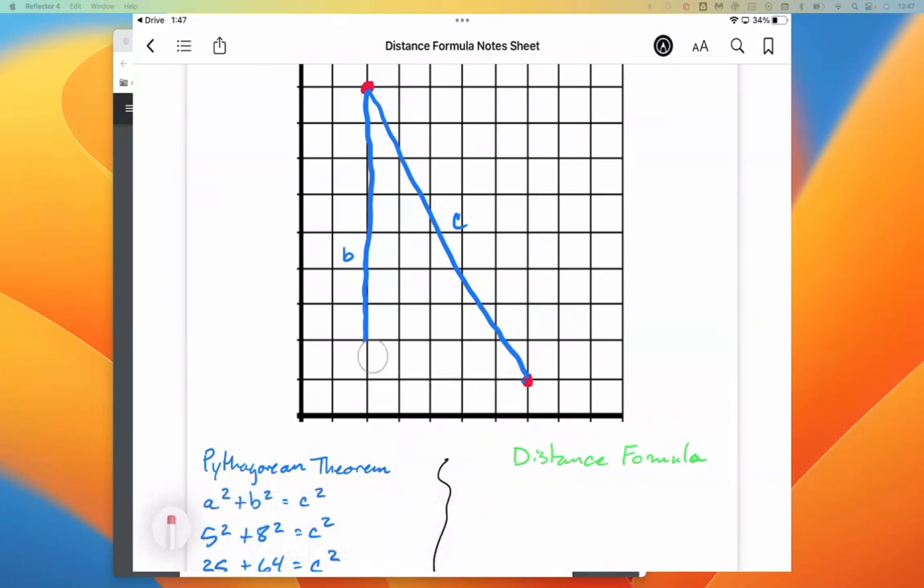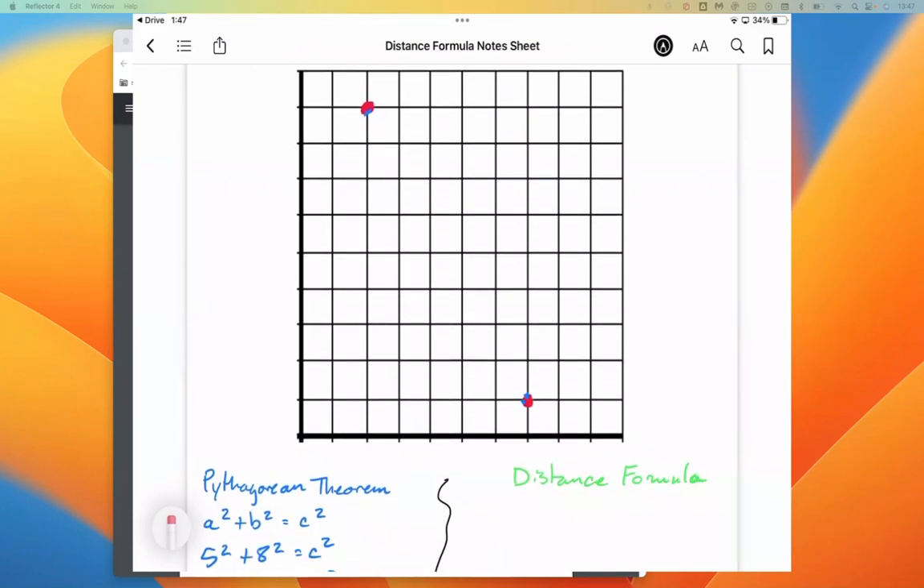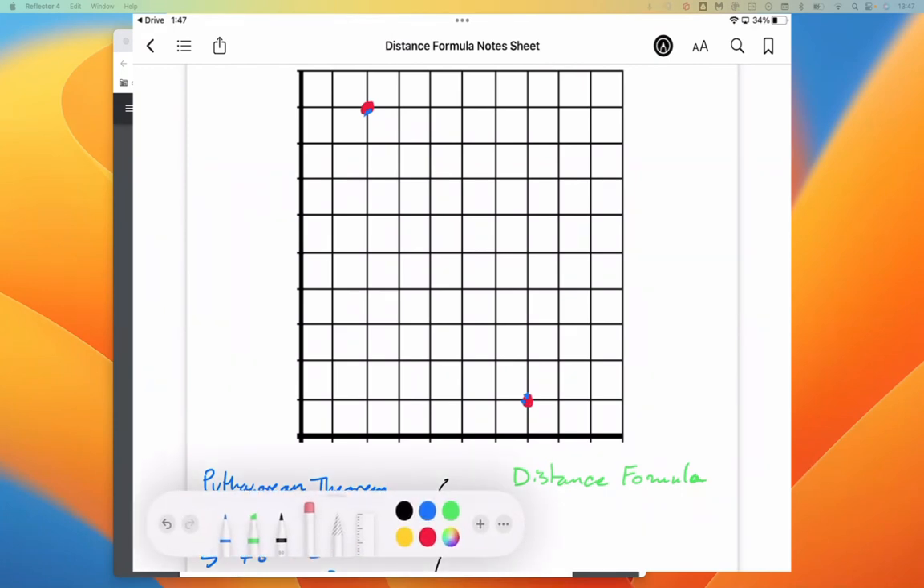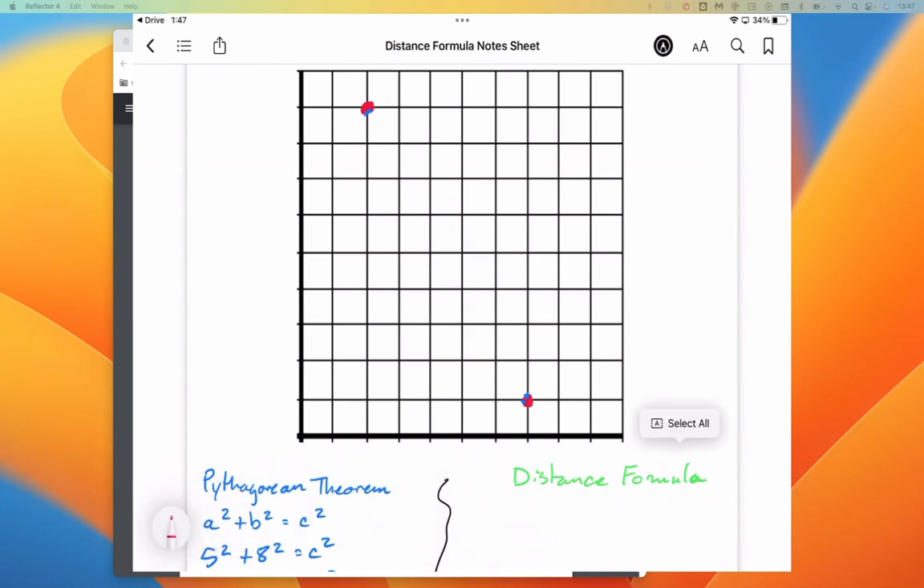We're going to erase this now that we've done the Pythagorean theorem, and we're going to go back to just having those 2 points. And we're going to be thinking about, is there a way that I could find the distance between those 2 points without making a triangle? So the first thing we need to do is recognize that these points have names.